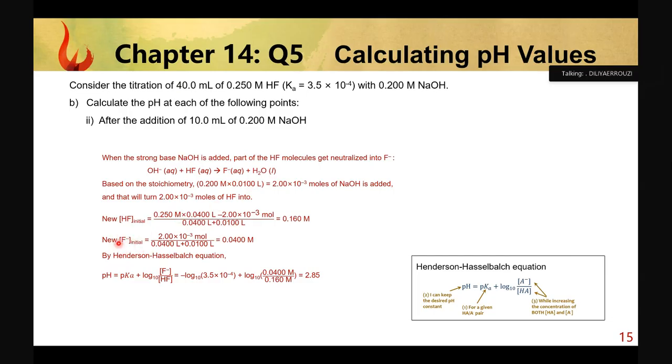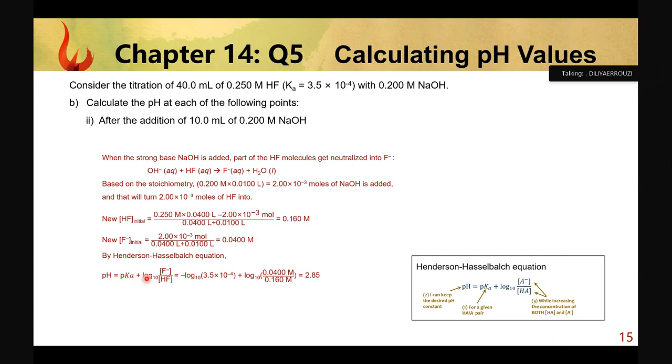Then we need to calculate the fluoride ion concentration, which is how many are already neutralized. So this is the moles of the neutralized, then divided by the total volume. So we can calculate the concentration. Then we will bring this back to the equation.